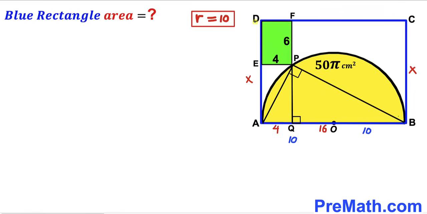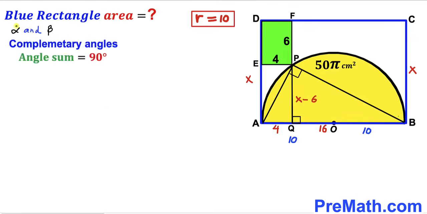And now let's make an observation. We can see that this side AD is same as this side length FQ. So therefore this FQ length is going to be the same x over here. And furthermore, we know this segment FP is 6. So therefore this remaining segment PQ is going to be x minus 6. So I can write this one as x minus 6.